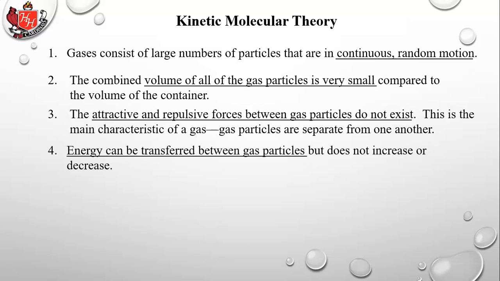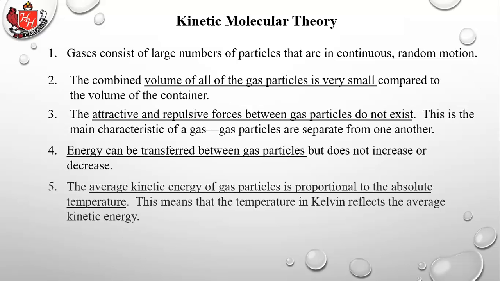4. Energy can be transferred between gas particles but does not increase or decrease. So when one gas particle bumps into another, it can transfer energy. It's like a bigger particle bumping into a smaller one can make the smaller one go faster and the bigger one go a little bit slower, but you don't decrease the total energy of the gas particles. And 5, the average kinetic energy of gas particles is proportional to the absolute temperature. So again, temperature represents the average kinetic energy, the average motion energy of the gas particles. This means that the temperature in Kelvin reflects the average kinetic energy. So that's called kinetic molecular theory.